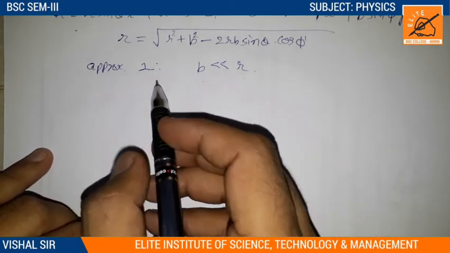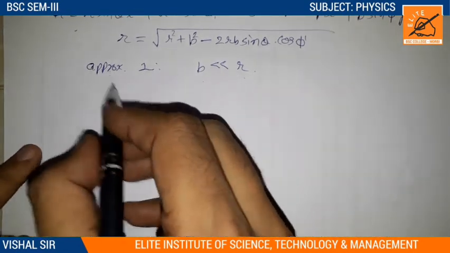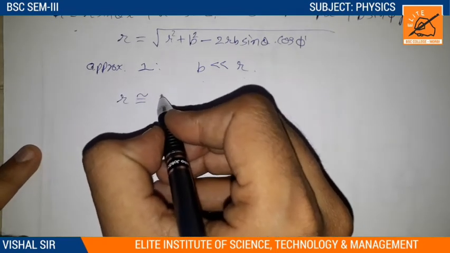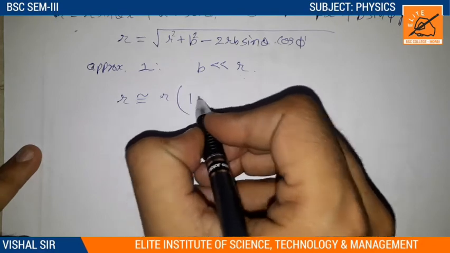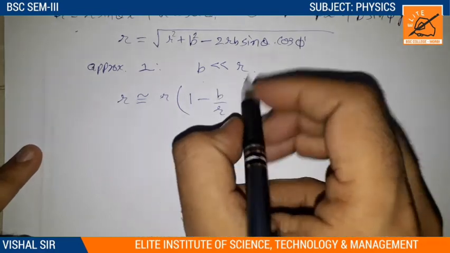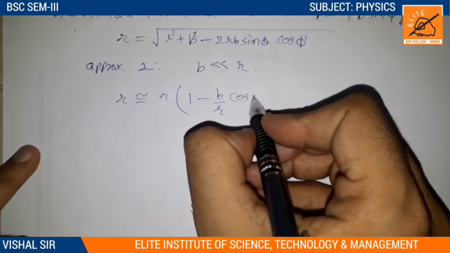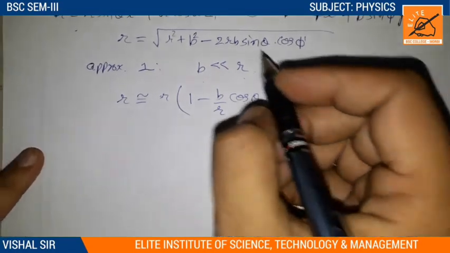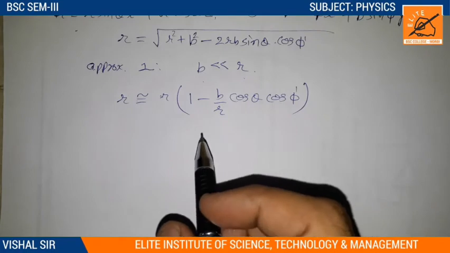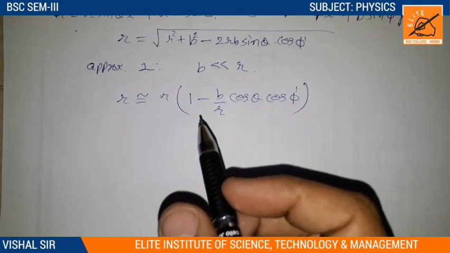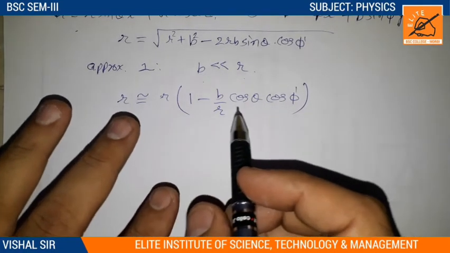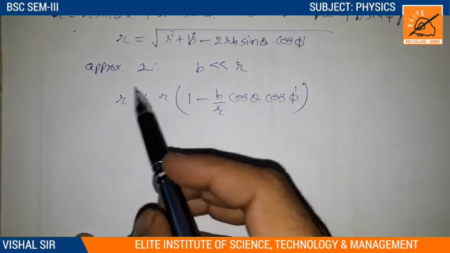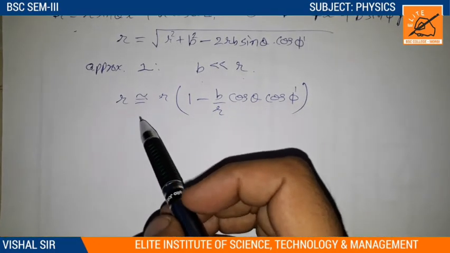So we can write r is approximately equal to small r in the bracket 1 minus b upon r cos theta and cos phi dash. Okay, now we have only taken the first order in b. Okay, so here we have taken approximately equal to sign.